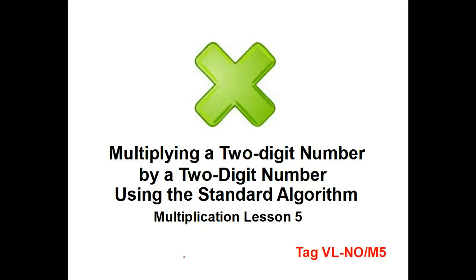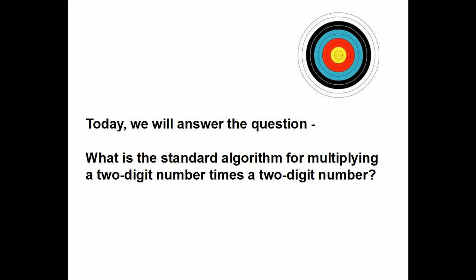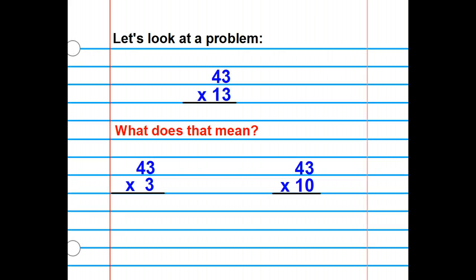Today we are multiplying a two-digit number by a two-digit number, a really big fourth grade skill. And we're going to do that using the standard algorithm, which you know means the old-fashioned way your parents and I were taught. Let's get started. And that's the question we're answering. What is the standard algorithm for multiplying a two-digit number times a two-digit number?